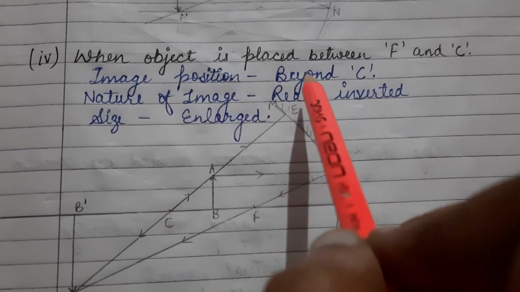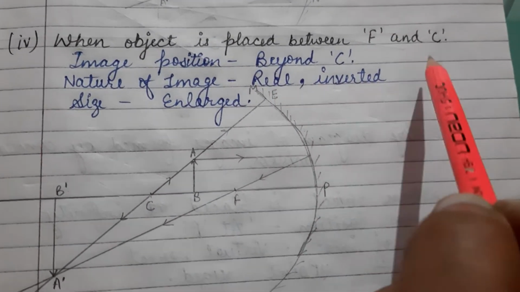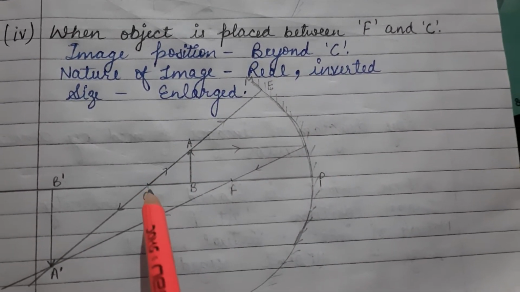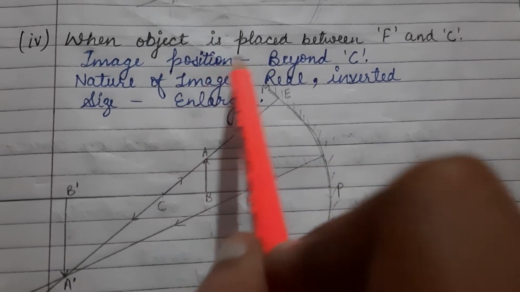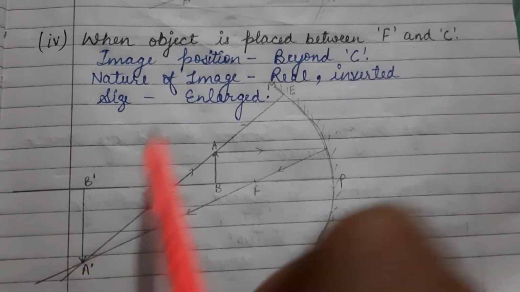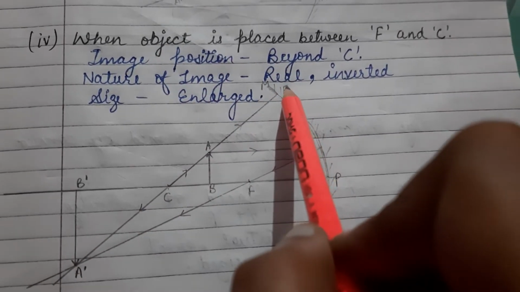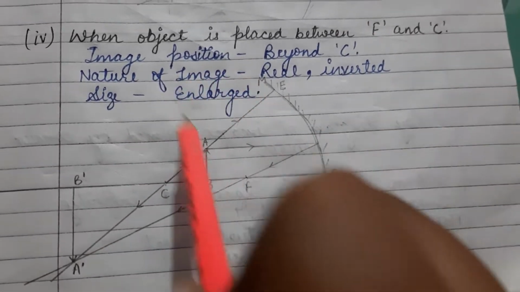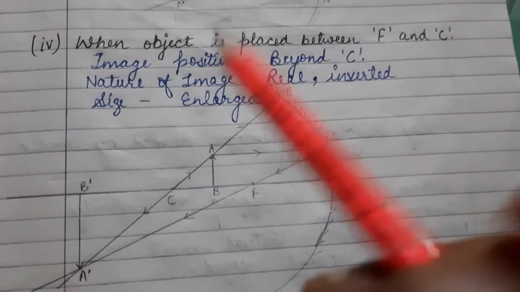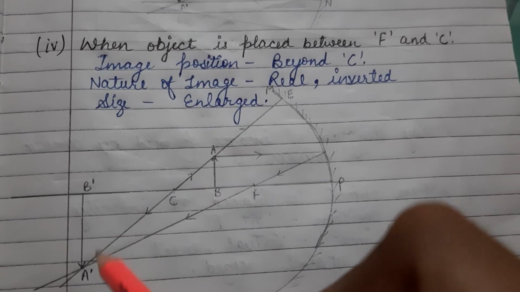Now this is the fourth case, when object is placed between focus and center of curvature. The image position will be beyond C. The nature of image will be real and inverted. Size will be enlarged, meaning the image will be much bigger than the size of the actual object.